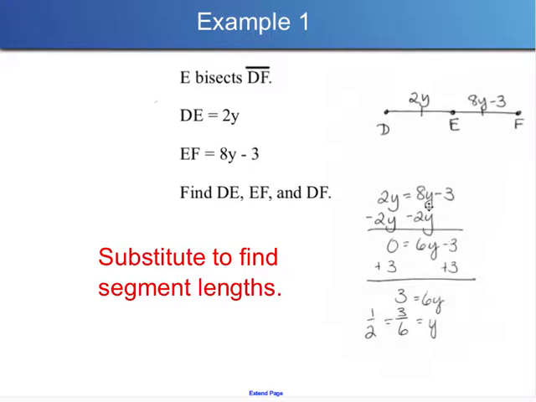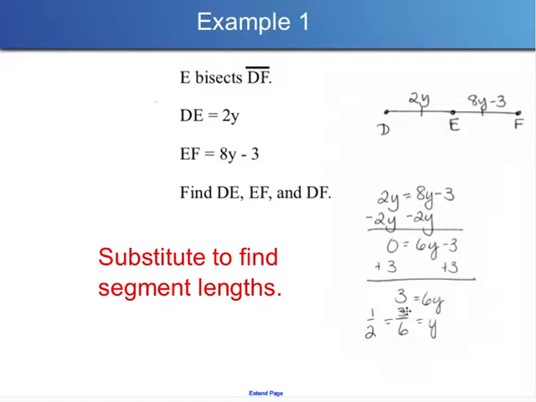So what I did here was I solved my equation. I subtracted 2y from both sides, and then I added 3 to both sides. The next thing I did was I divided by 6 on both sides, and I got y equals 3/6, or 1/2. Now remember I talked yesterday about the fact that you have to be really careful about what the directions ask you to find. In this case, it asked me to find DE, EF, and DF. Those are the lengths of those segments. It did not ask me to find y. However, I had to find y in order to find the segment lengths.